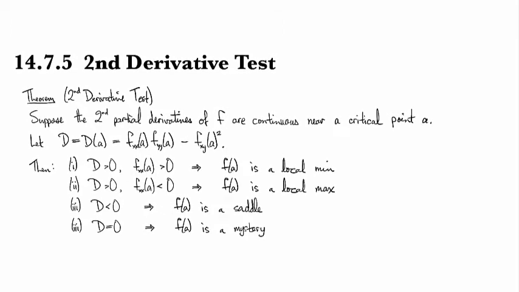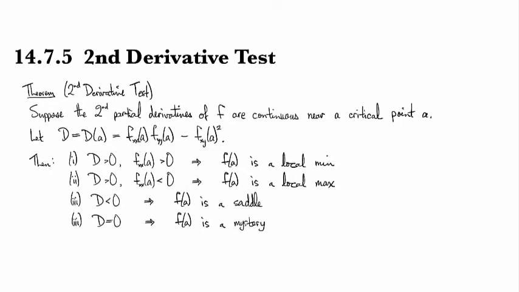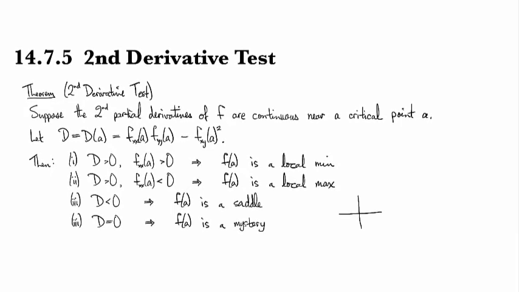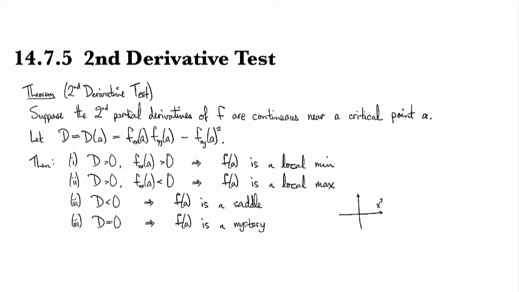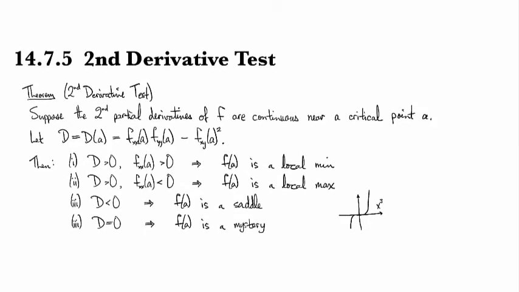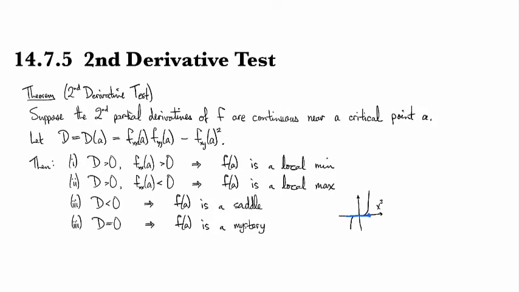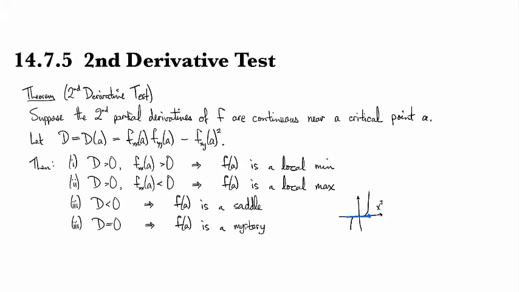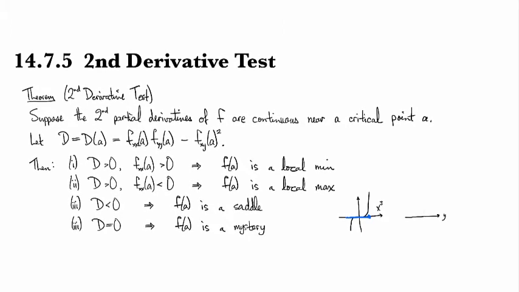For an example of an other, just think about what it looks like when you graph x cubed in one dimension. It comes up and flattens out and then goes up again. Sure enough, it has a horizontal tangent at the origin, but it's not a max or a min, and it's not a saddle. You can actually have the same thing going on in multiple dimensions.